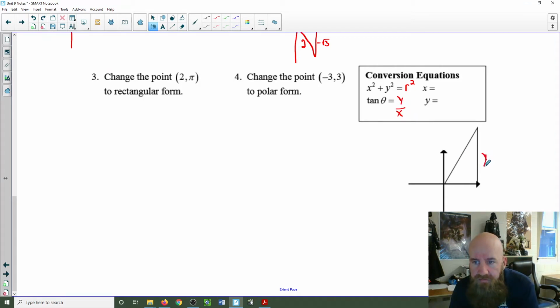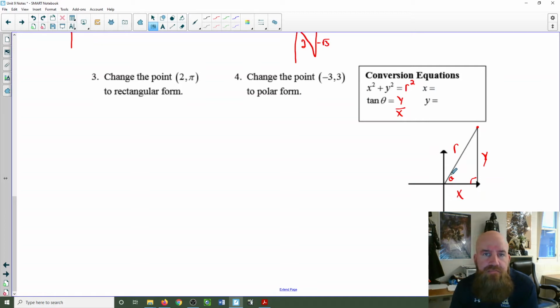So if we have this situation here in this triangle, we have an x value and a y value. If we're looking for this coordinate here, here's theta, and we have a radius or a hypotenuse in that situation. So that's where your x squared plus y squared equals r squared comes from. That's just the Pythagorean theorem. Tangent of theta, we know that's opposite over adjacent. That's y over x.